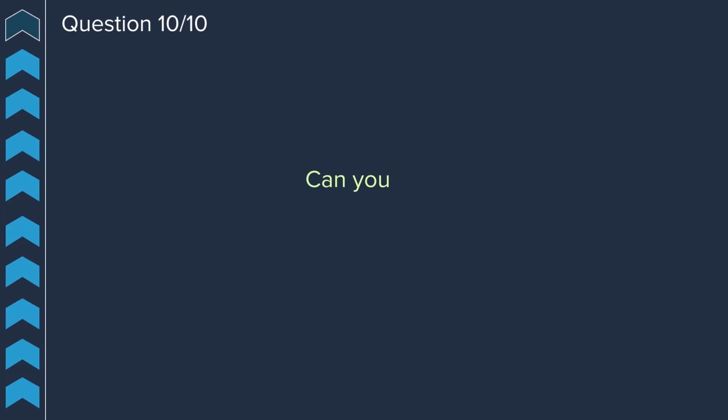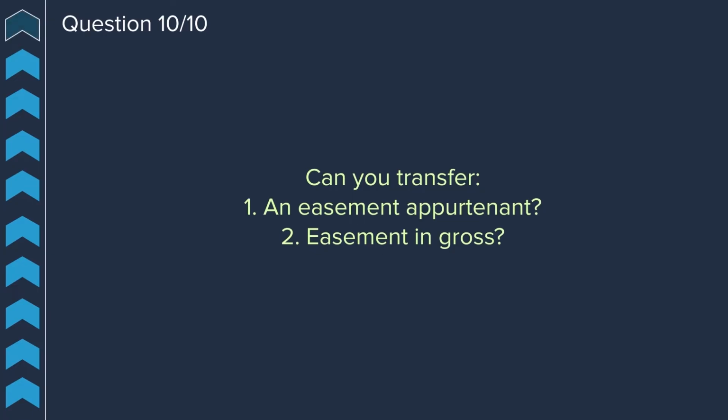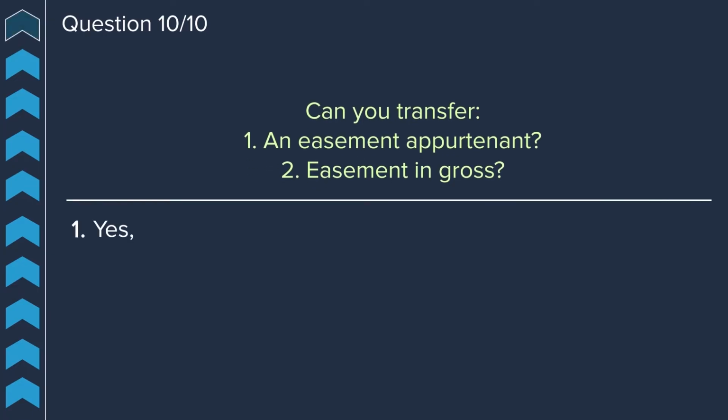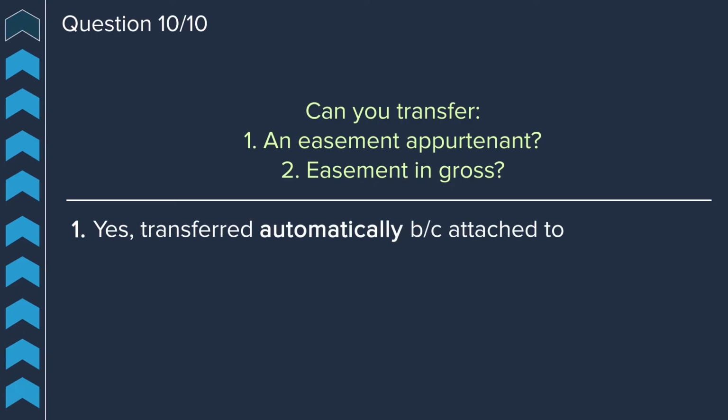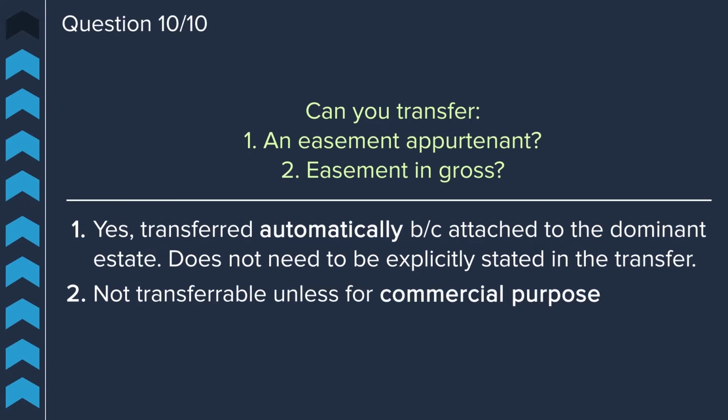Question 10. Can you transfer an easement appurtenant, and can you transfer an easement in gross? Yes, you can transfer an easement appurtenant. It will be transferred automatically because it's attached to the dominant estate. It does not need to be explicitly stated in the transfer. An easement in gross, however, is not transferable unless for a commercial purpose.